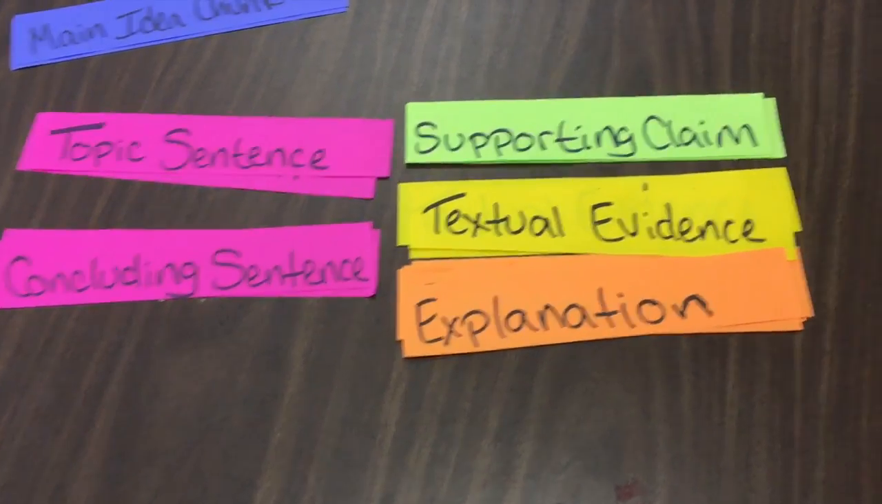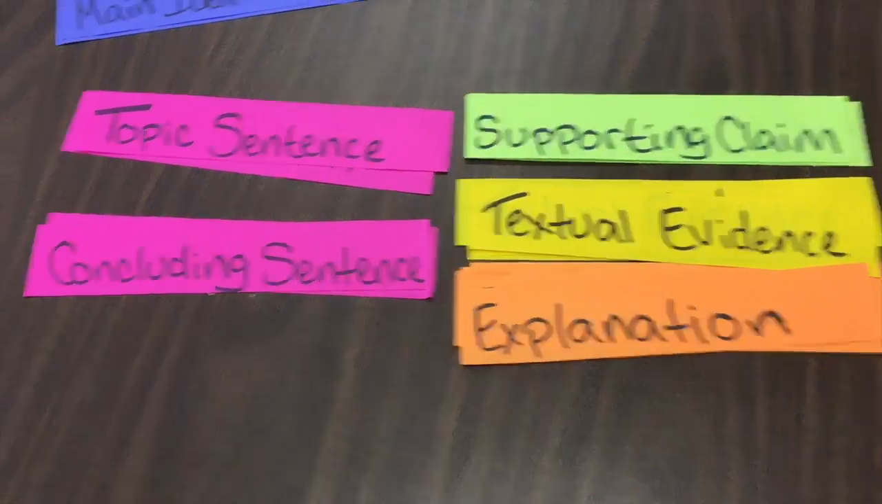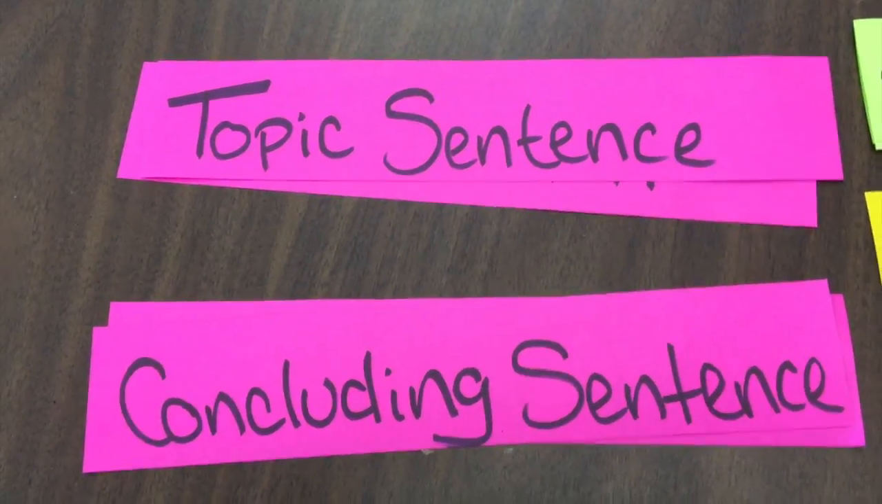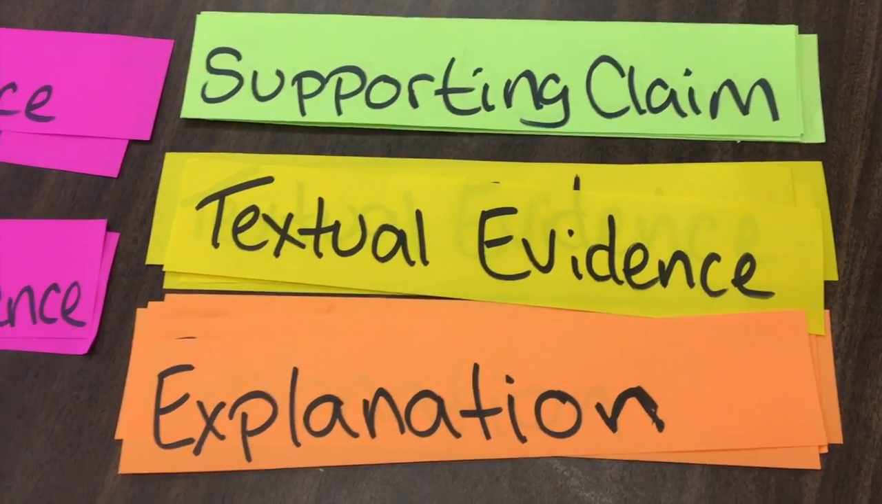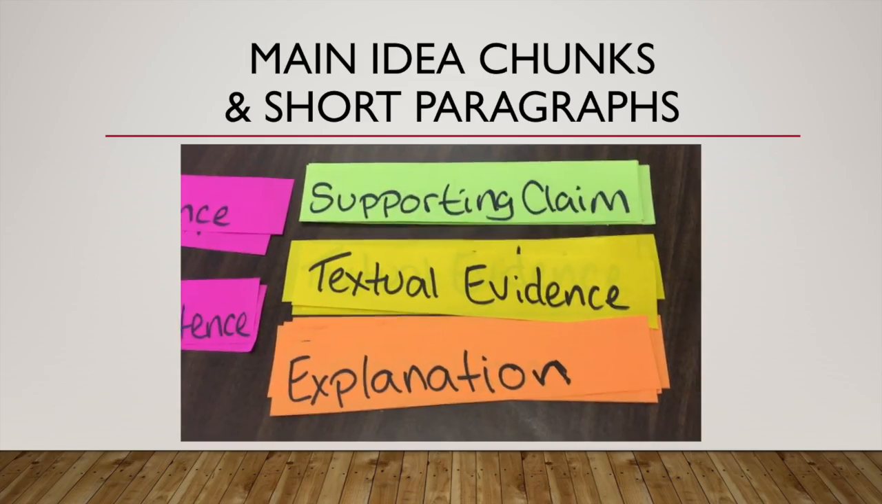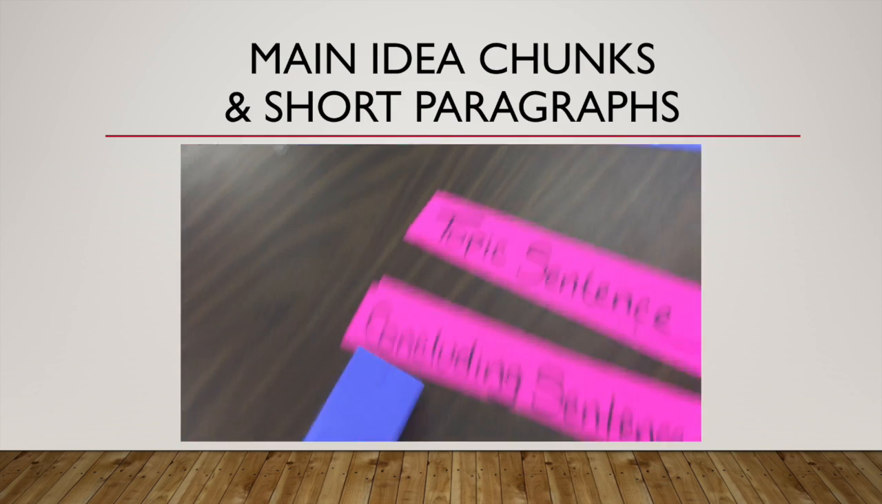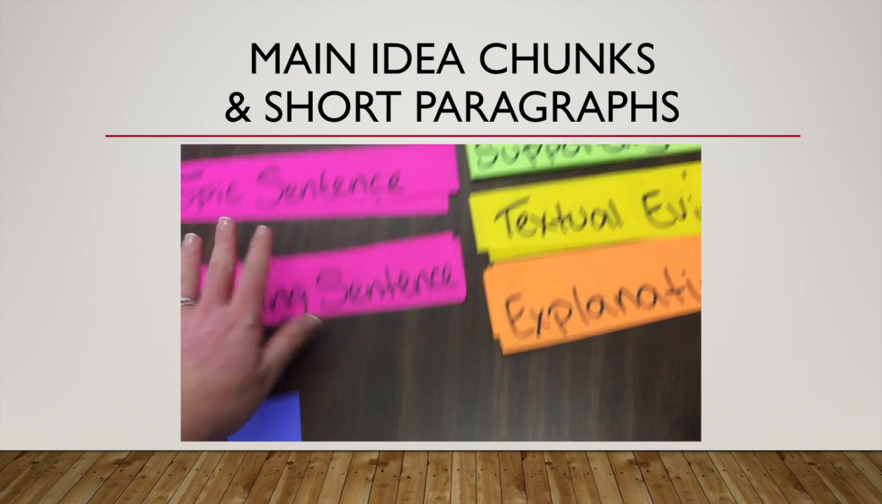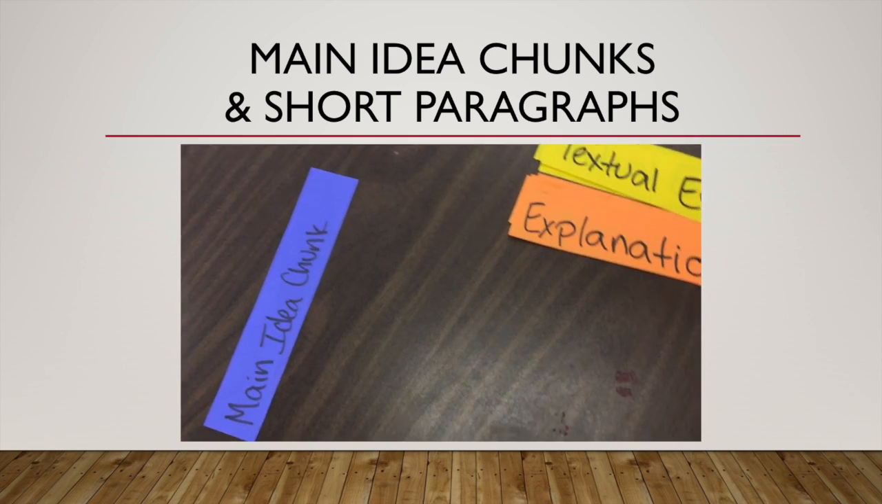All right, so here I have my different types of sentences that could go in a paragraph. So I have my topic sentence and concluding sentence. I have my supporting claim, my textual evidence, and my explanation. So first thing we're going to do is make a main idea chunk. I'm going to take this main idea chunk and set it off to the side here so that I know that it's not an actual sentence, it's just a chunk.